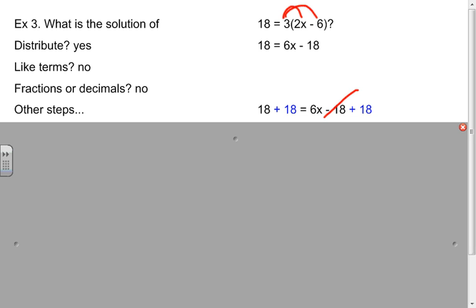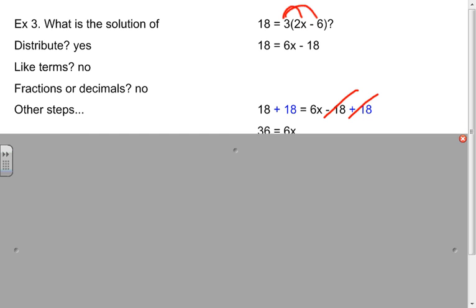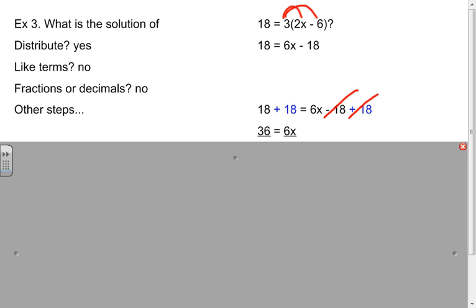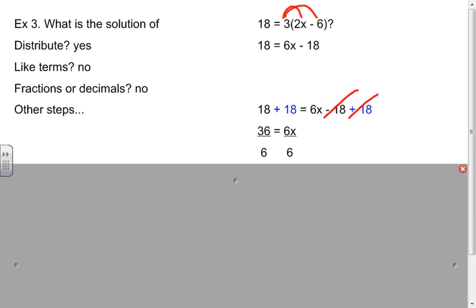Subtracting 18 and adding 18 are inverses, so they cancel. On the left, 18 plus 18 is 36. On the right, I have 6x. My variable is not by itself. It's being multiplied by 6. The inverse of multiplying by 6 is dividing by 6, so I do that to both sides. Simplify. Multiplying by 6 and dividing by 6 are inverses, so they cancel.